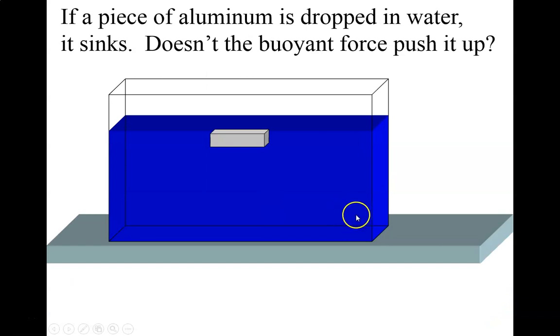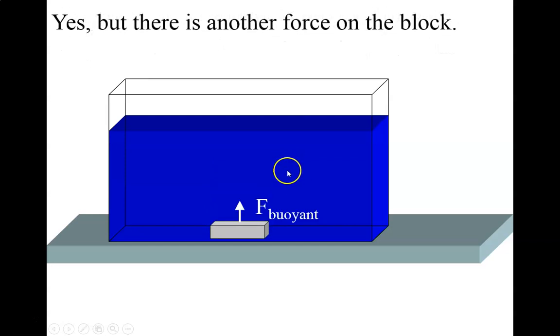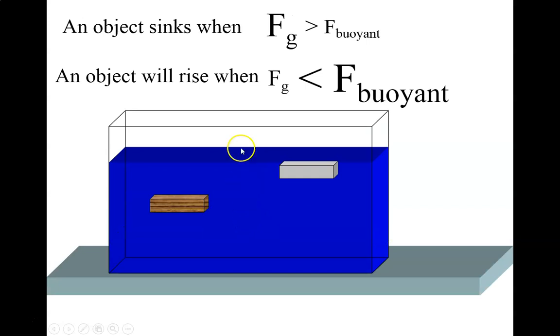Now, aluminum is dropped in water, it sinks. Doesn't the buoyant force push up on it? The answer is yes. There is a buoyant force pushing up on it. But there's another force acting on the block, and that is what? Of course, gravity. In the case of aluminum, the buoyant force is always going to be less than the force of gravity, and that object is always going to sink. So an object sinks when gravity is stronger than the buoyant force, and an object will rise, and typically float, when the buoyant force is greater than gravity.